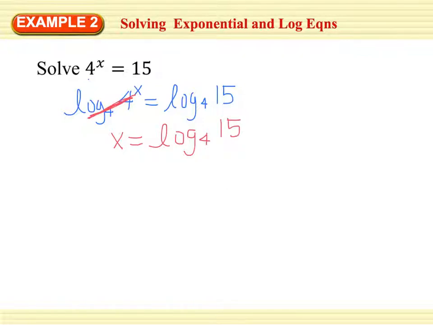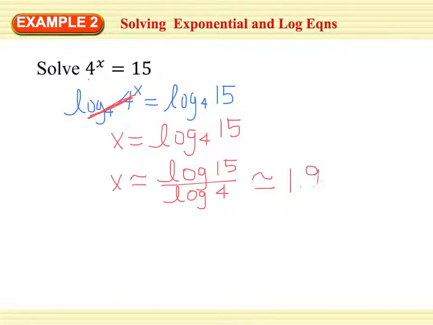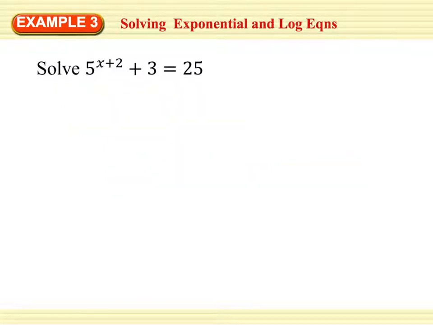And if you want to get a decimal approximation, then we can go ahead and say that x is approximately equal to, and we'll use our change of base. So we'll go log of the tall, or log of 15, divided by log of the short, or log of 4. And if you type that in your calculator, you'll see that you get something approximately equal to 1.95.